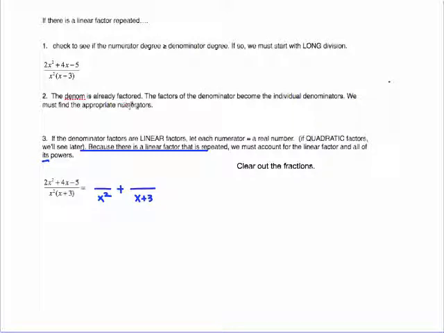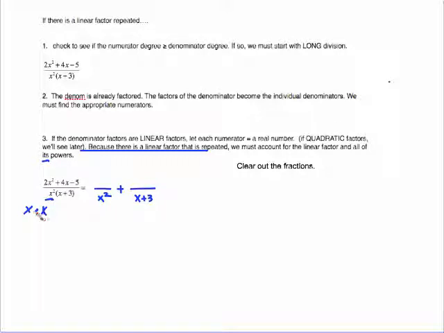The denominator is already factored. That's nice. The factors of the denominator become the individual denominators. And then we have to find the right numerators. So you might think, if this is x squared times x plus 3, that my two denominators are just x squared, x plus 3. But you have to think about what x squared really is. x squared is really x times x. Those are each linear factors. So what the story is here is that this is really linear factors repeated.